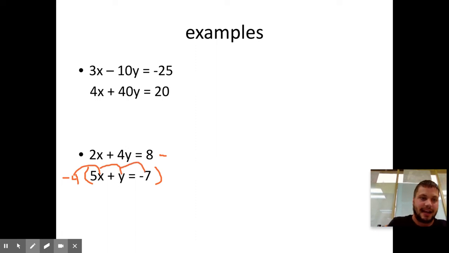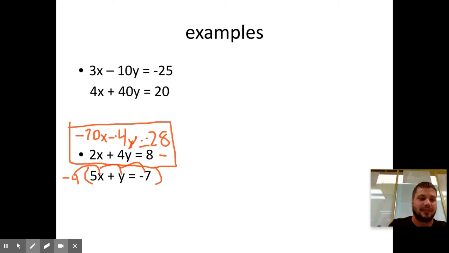Now what I have is, and I like to keep these things stacked, negative 4 times 5x is negative 20x. Negative 4 times y is negative 4y. Look, there's my opposites. Equals negative 4 times negative 7 is positive 28. Now I add these two equations together and do my process of elimination. Negative 20x plus 2x is negative 18x. Negative 4y plus 4y is eliminated. Equals 28 plus 8 is 36.